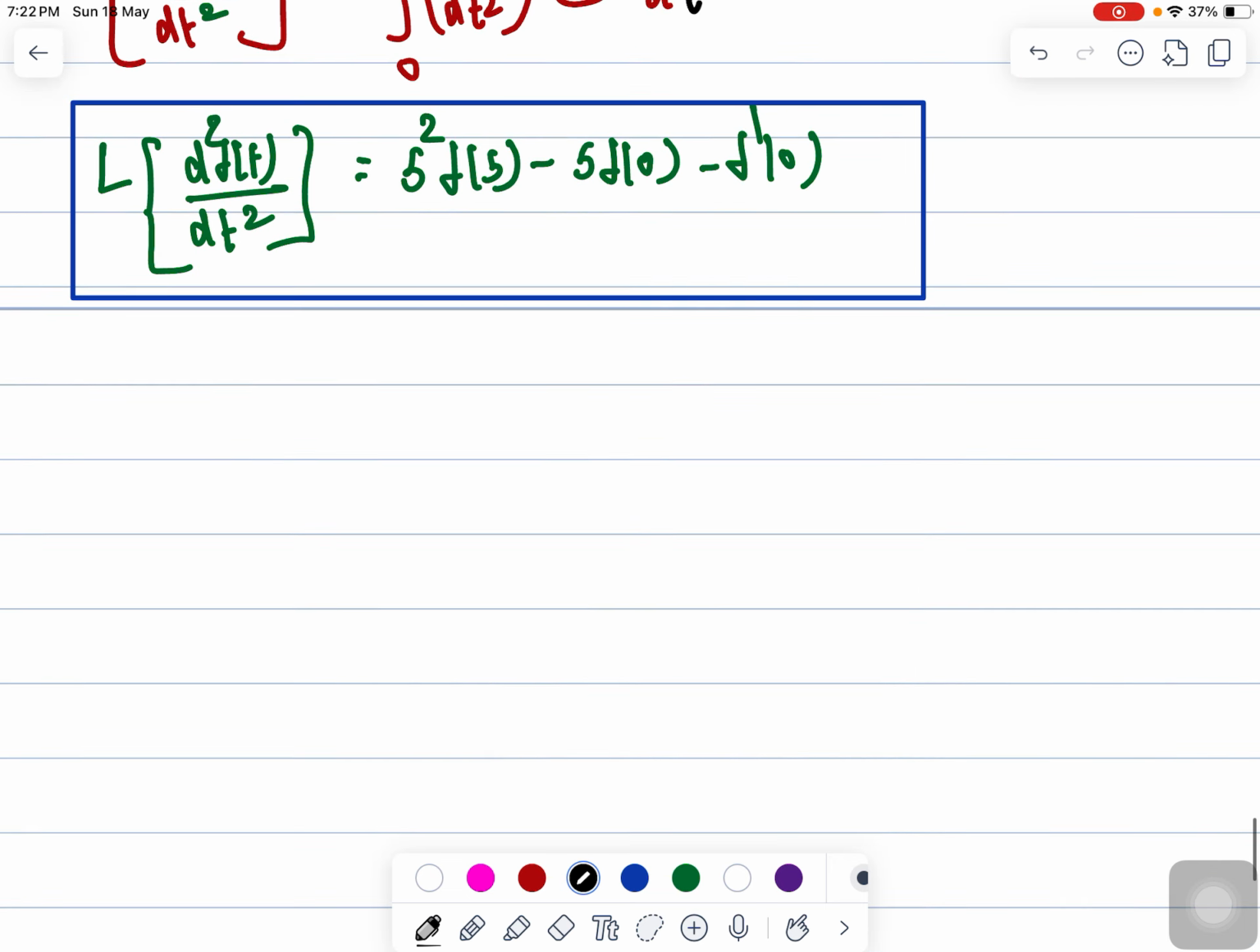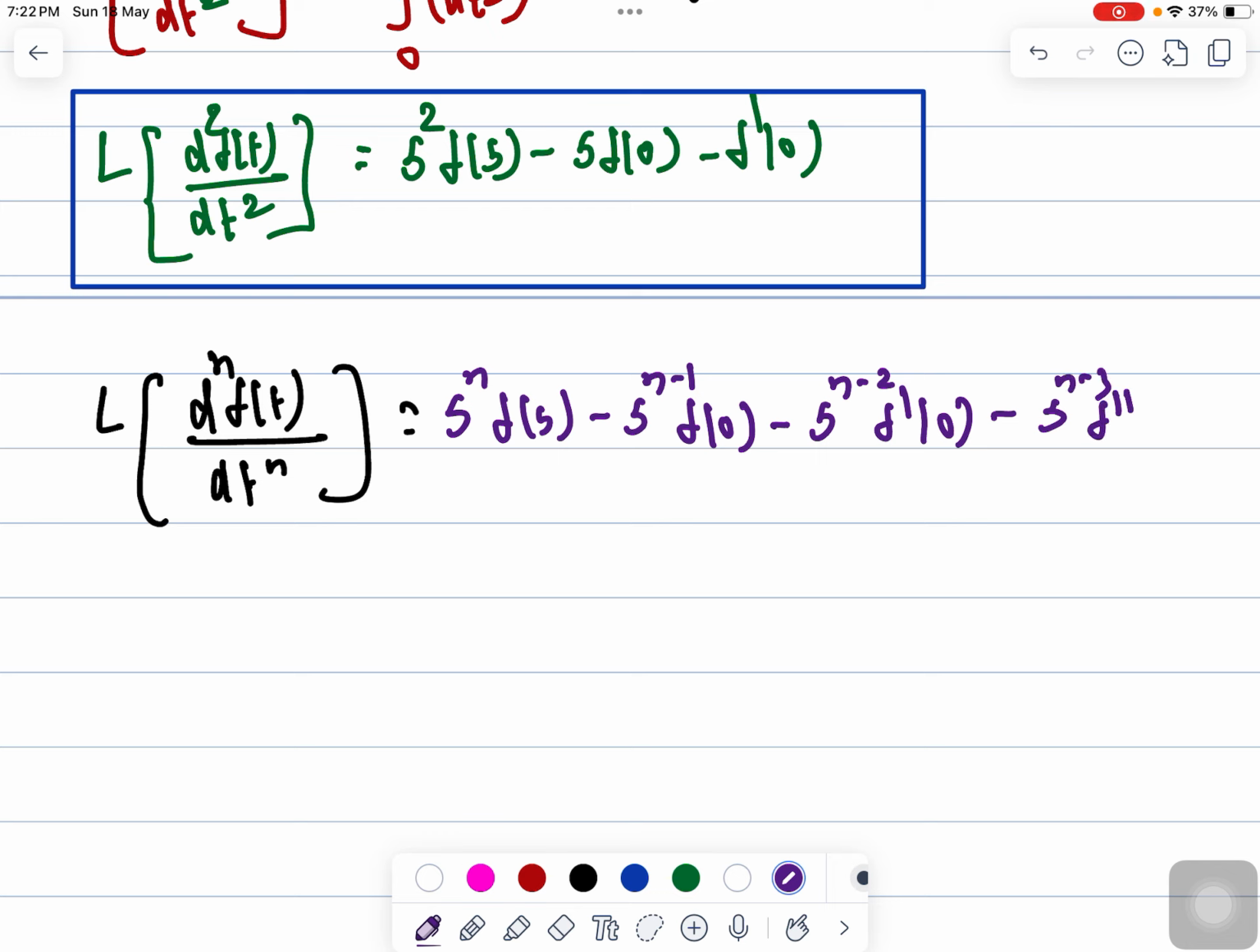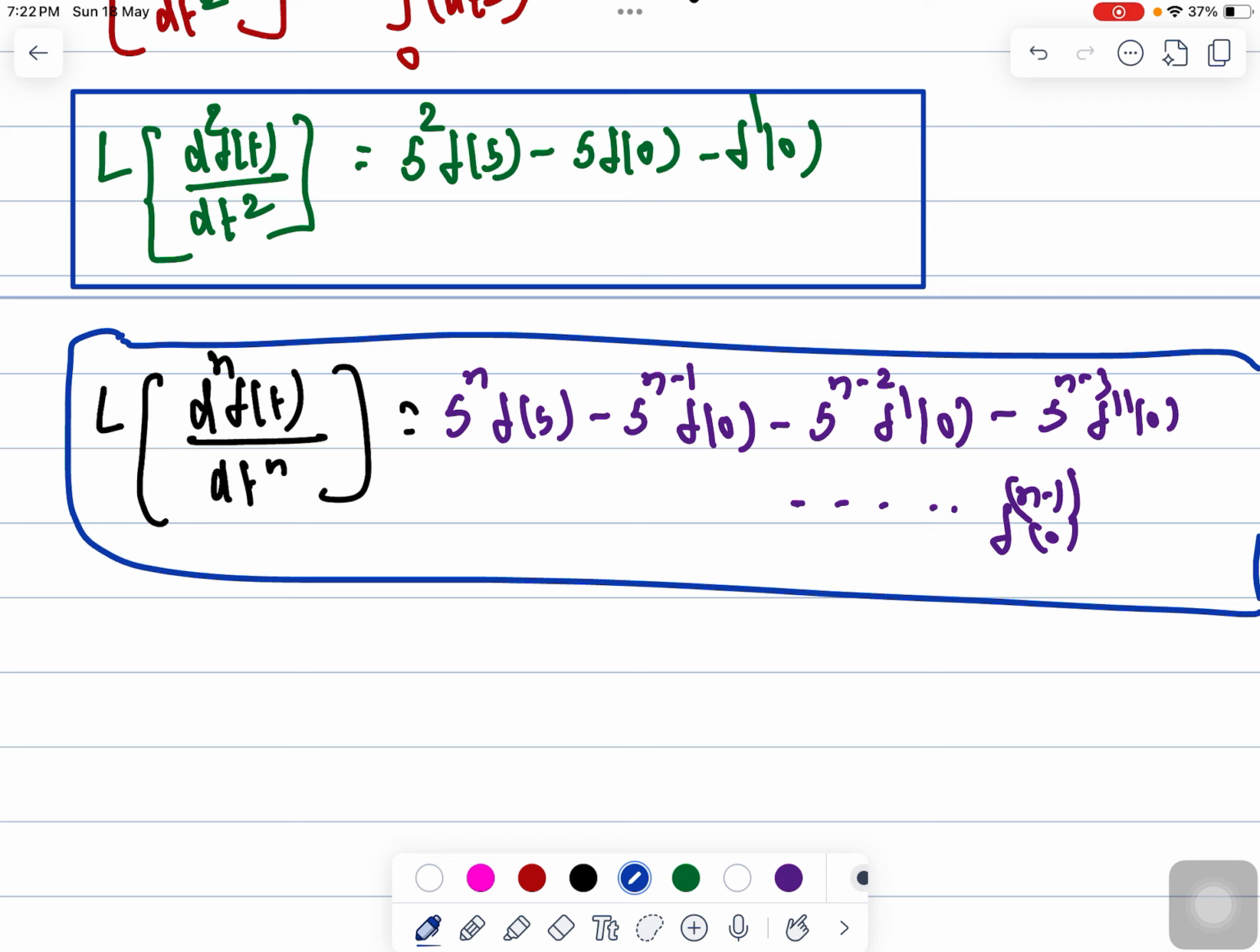So I can directly write the Laplace transform of the nth order derivative, d^n f(t) by dt^n. If it is a third order or fourth order derivative, you can use this formula, and directly I can write s to the power n F(s) minus s to the power n minus 1 f(0) minus s to the power n minus 2 f dash (0) minus s to the power n minus 3 f double dash (0), and so forth. Finally, f to the power n minus 1 (0). This should be the formula for your nth order derivative.